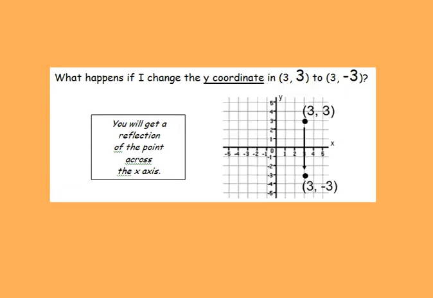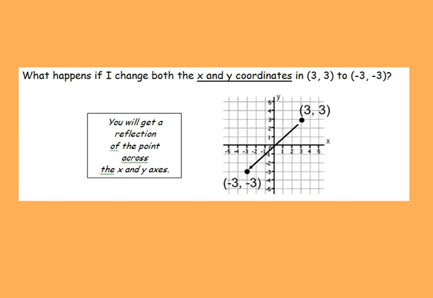Well, what would happen if you did the opposite? What if instead of changing the x, I changed the y? And I changed it from 3 to negative 3. Well, look what happens. Instead of jumping over the y like it did last time, it's jumping over the x-axis. So when you change the y, it jumps over the x, or it reflects across the x-axis.